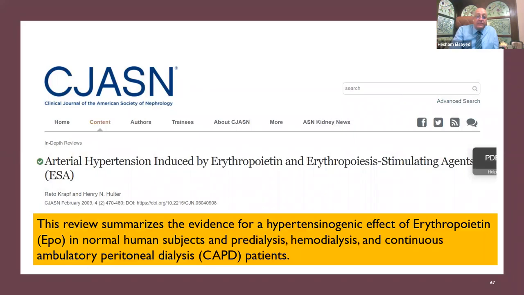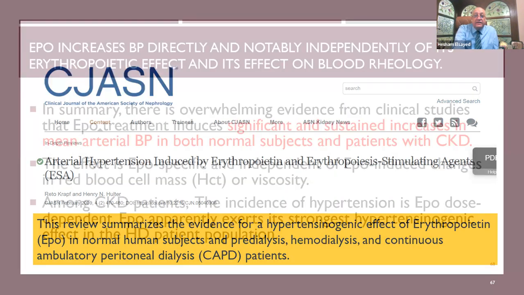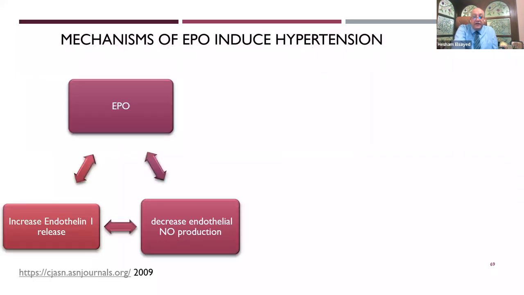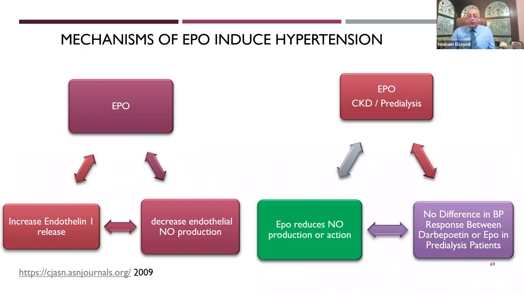Arterial hypertension induced by erythropoietin is multifactorial. To summarize, nearly most patients develop hypertension, and it is one of the causes of hypertension in patients with CKD on dialysis. The mechanism is due to many factors. One is an increase in endothelin release, and number two is a decrease in endothelial nitric oxide production. So if we reduce nitric oxide production, we increase the systolic and diastolic pressure, with no difference in blood pressure response between any ESA type, either short-acting or darbepoetin.